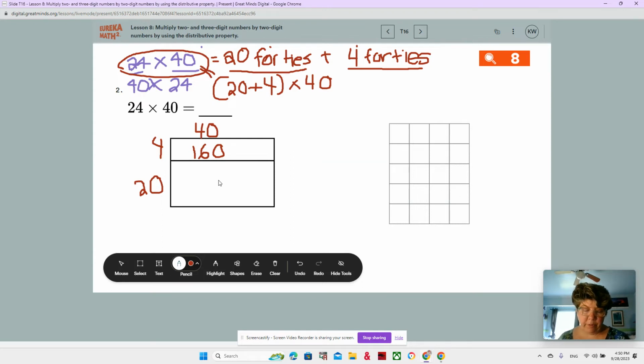And in unit form, what is 2 tens times 4 tens? 4 times 2 is 8 hundreds, right? Okay, very good. And then we have those partial products right here, right? This is one partial product and that is another partial product.